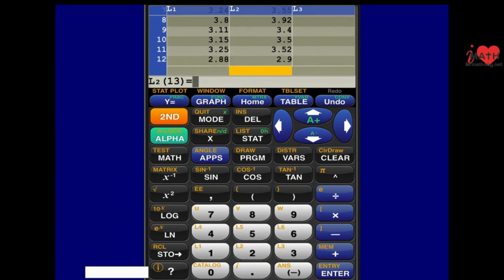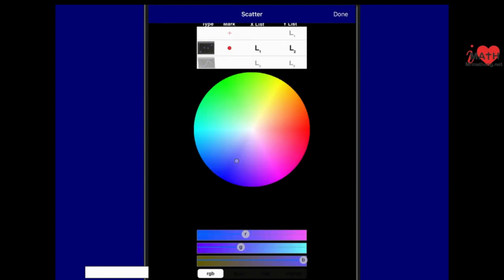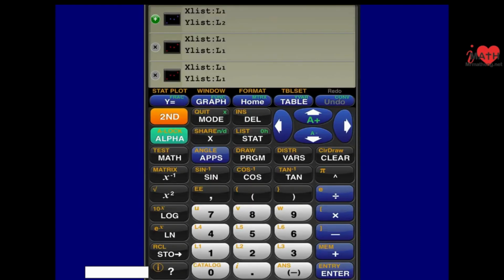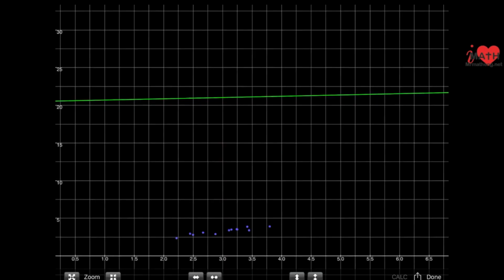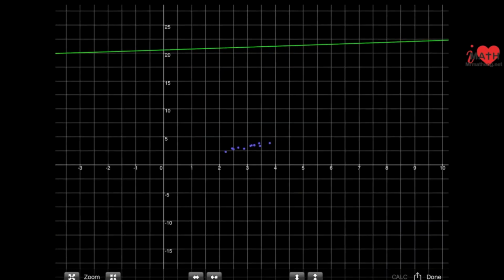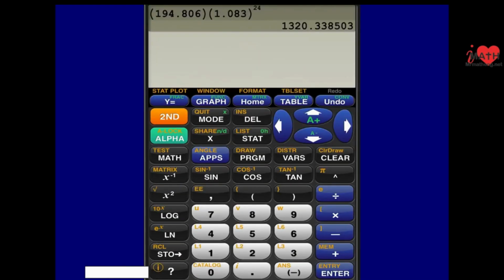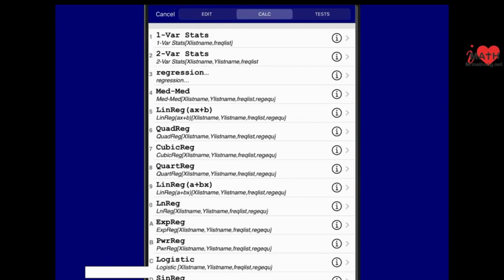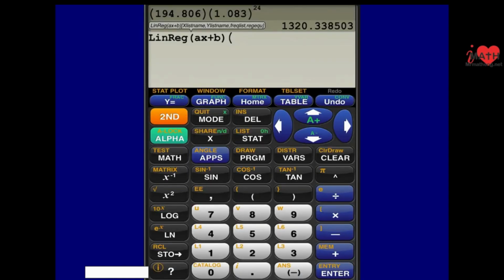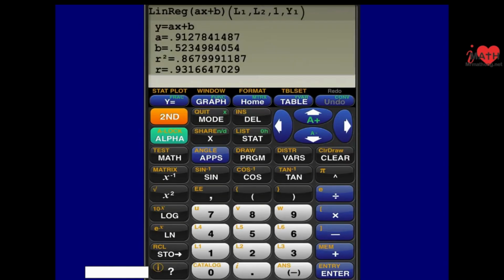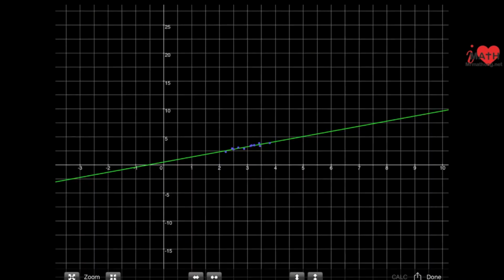Okay, I'm just going to press second Y equals to get a graph. Click that. L1, L2, yes, and then press graph. Ignore that green one because I didn't actually create an equation. If you wanted to, we could do that. Stat, calc, linreg, list 1, comma, list 2, comma, 1, comma, vars, y vars. And then when you press graph, it should be there. Boom.